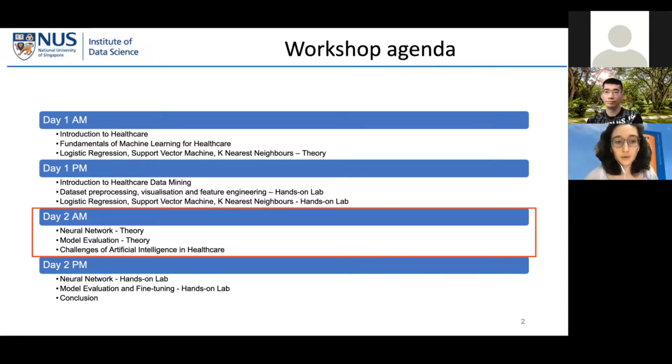And for this afternoon, we'll proceed with the tutorial we started yesterday and try to implement a multi-layer perceptron, as well as doing a bit more model evaluation and fine-tuning.